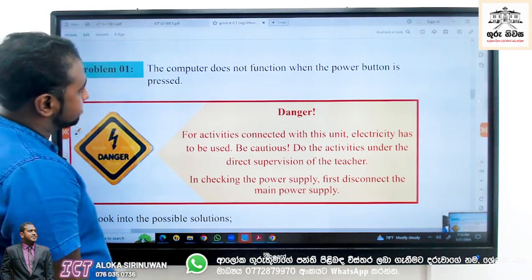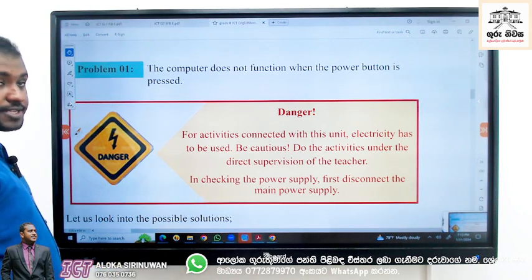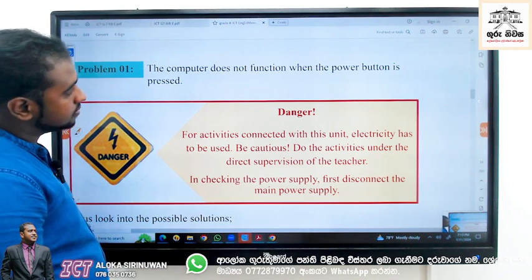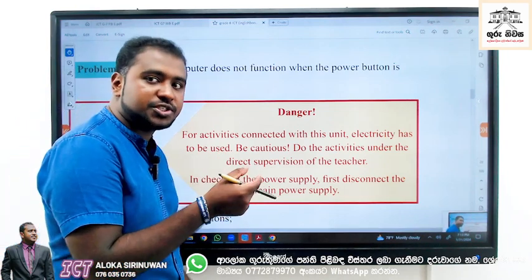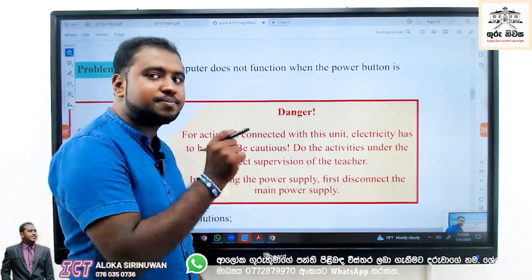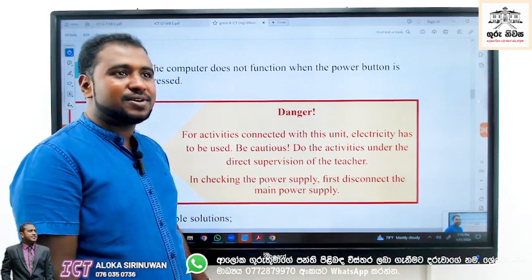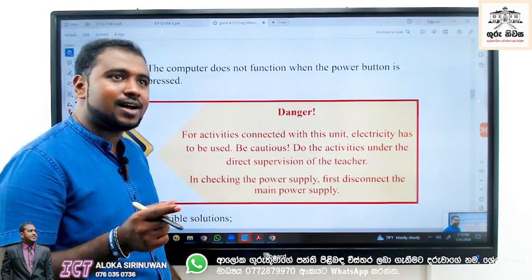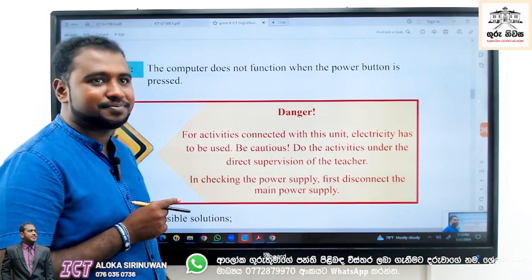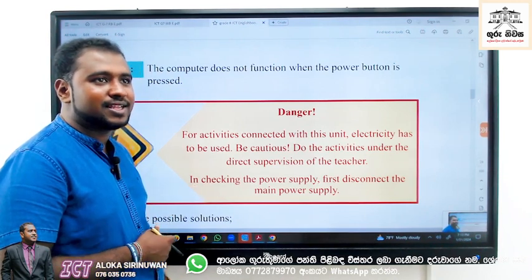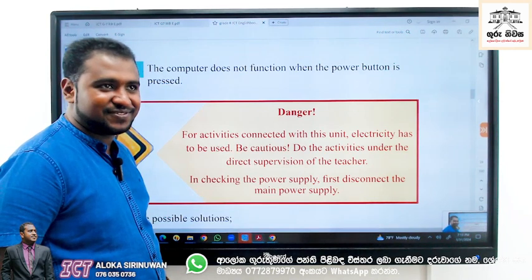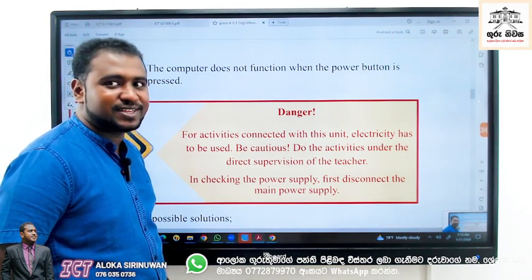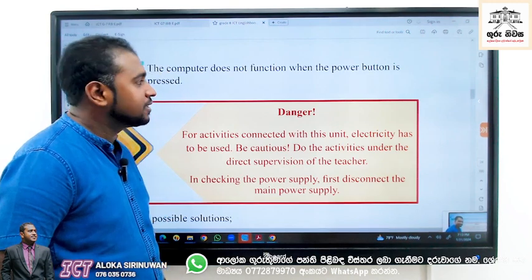Problem one: the computer does not function when the power button is pressed. That is our first problem. If you can remember, where is the power button located? On the system unit, very good. You can see the power button is there, right?